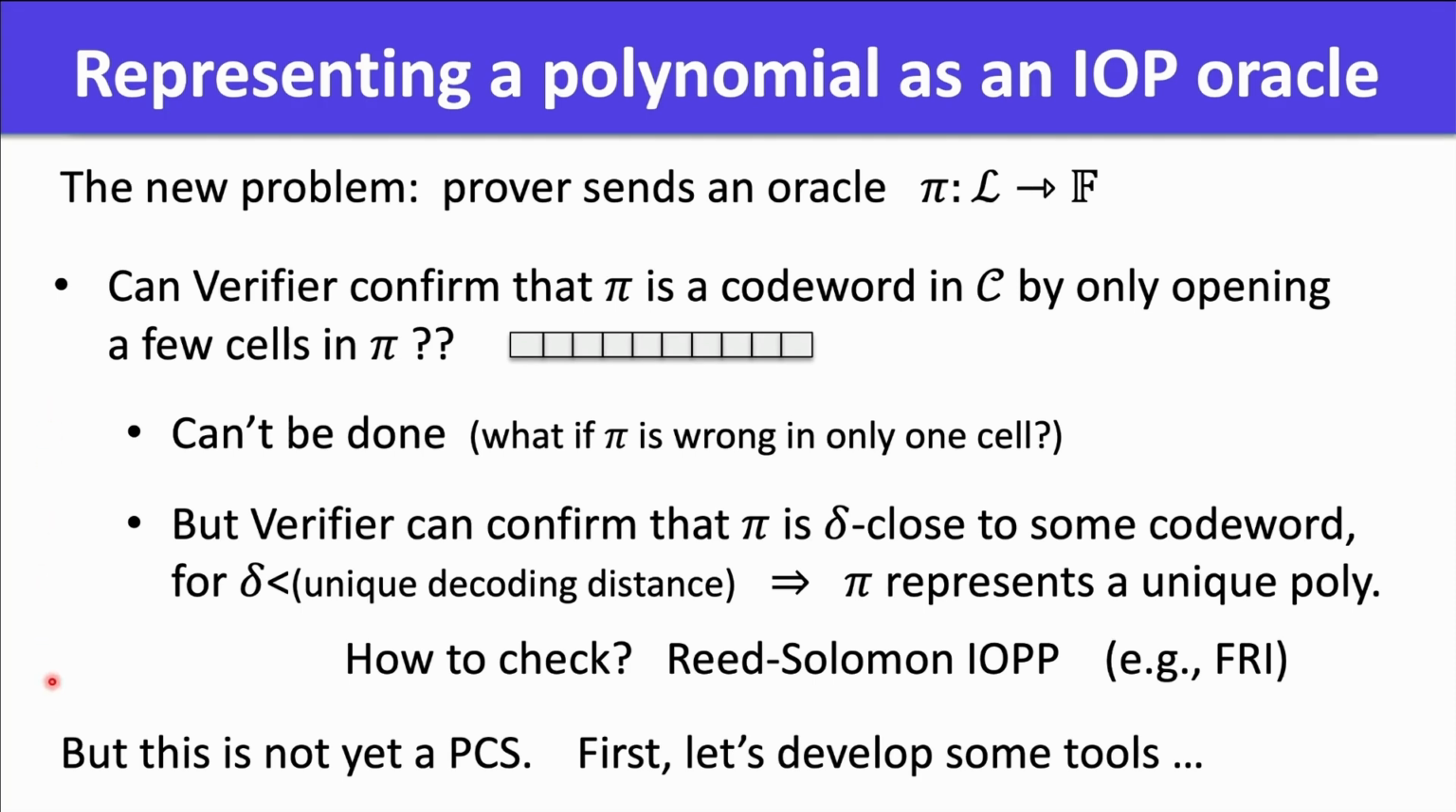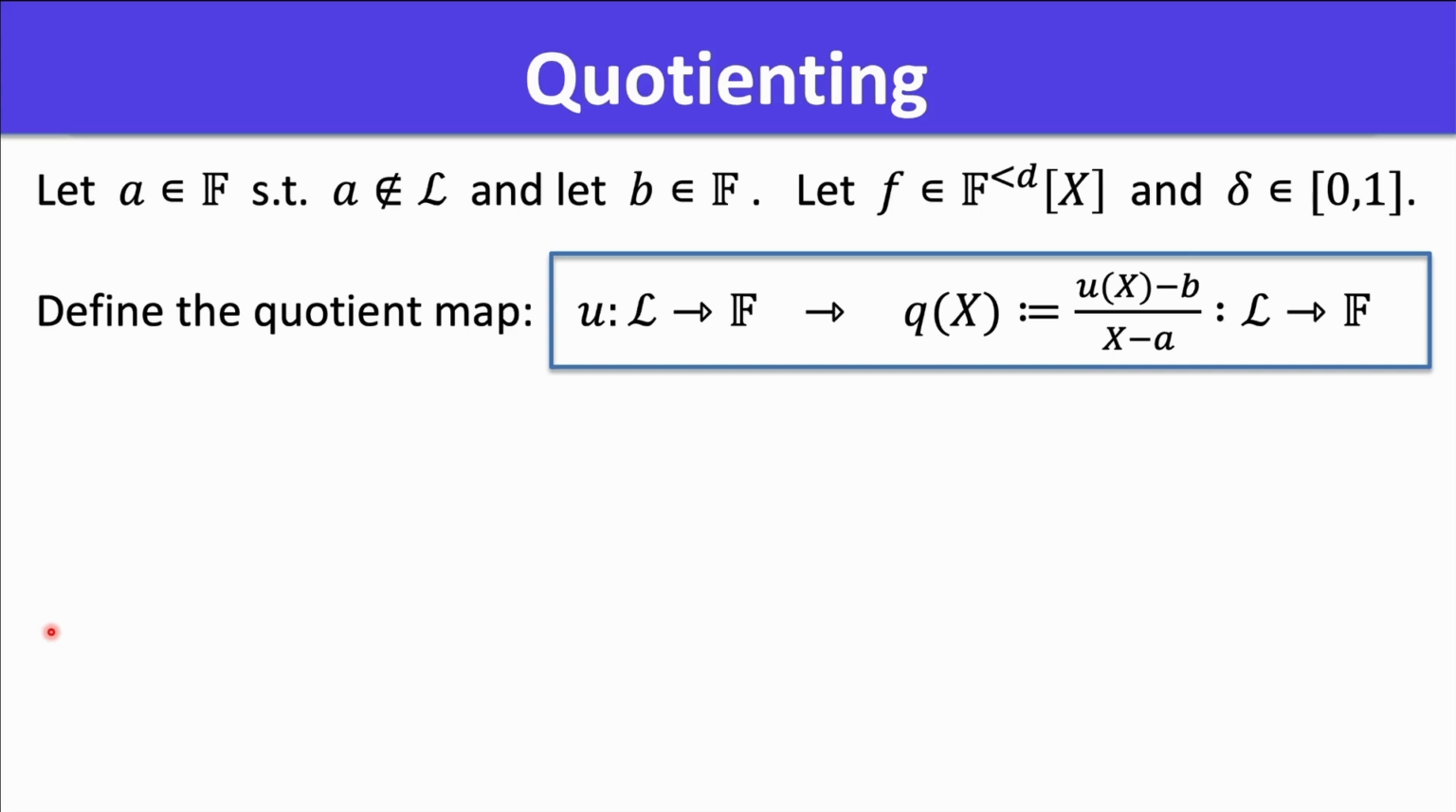So to see how we use this idea to build a polynomial commitment scheme, we have to introduce a new tool called quotienting. This is a very important tool in the world of Reed-Solomon-based SNARKs, so let's explain what quotienting is. Let's fix some values a and b in the finite field. The only thing that I'm going to require for now is that a is not in the domain of the code. And let's suppose that we have some function u from L to F. Now if it's easier, you can think of u as a vector of size n, where n is the size of L, but for convenience, it's better to think of u as a function from L to F.